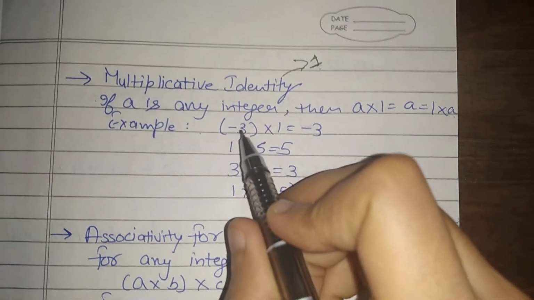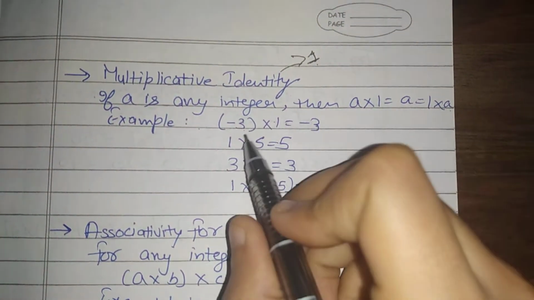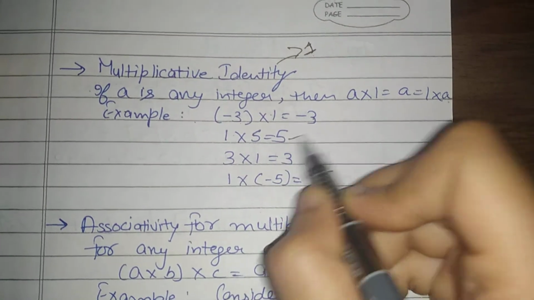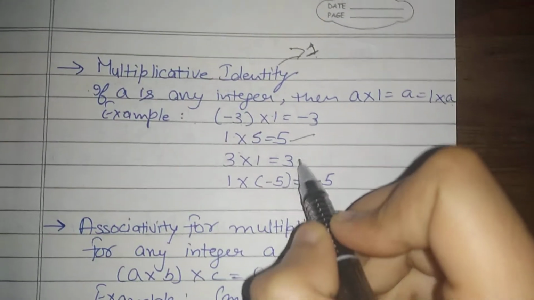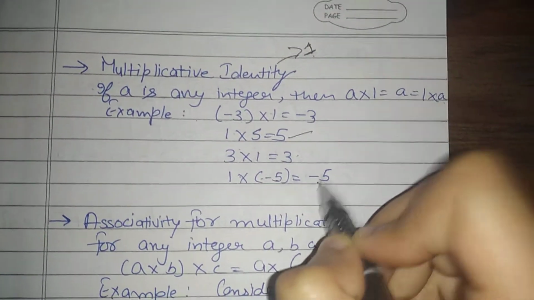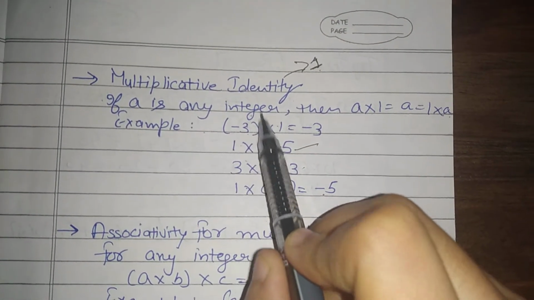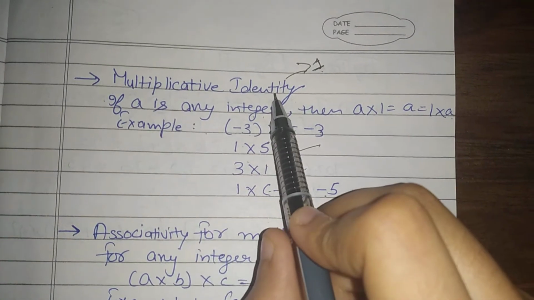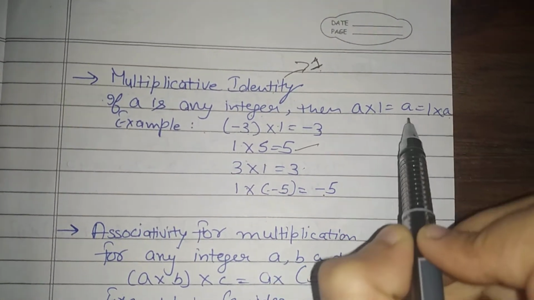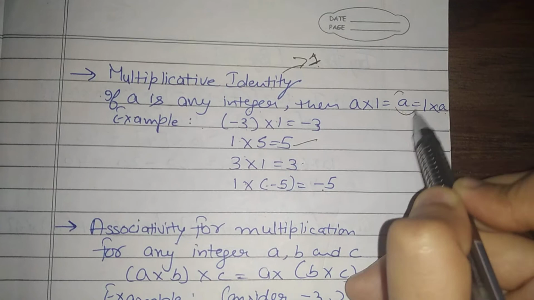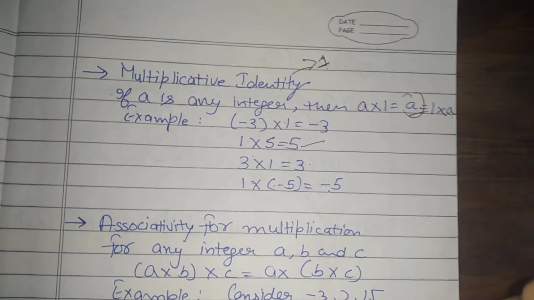For example, minus 3 into 1, minus 3. 1 into 5, 5, which is also an integer. 3 into 1, 3. 1 into minus 5, minus 5. So, a is any integer. Multiplying a with the identity, meaning 1, the result will also be an integer.